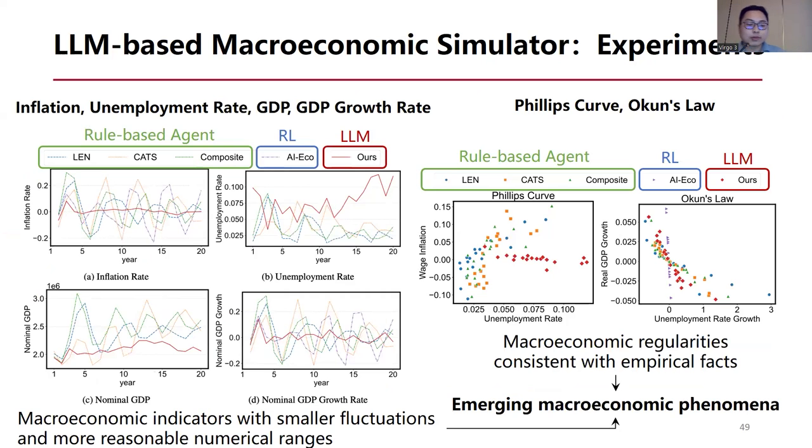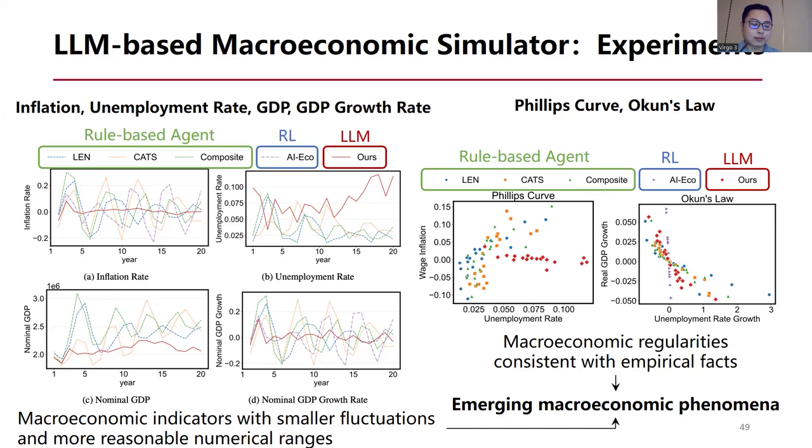Okay, these are the results in our experiments. We aim to observe the phenomena from the population level, including inflation, unemployment rate, GDP, and GDP growth rate. And the simulation shows that our agents are more reasonable than the traditional agents. Here, the traditional agents include the rule-based agents, including Lancet and Composable, and the RMSs, AI Economist. So these are very competitive baselines.